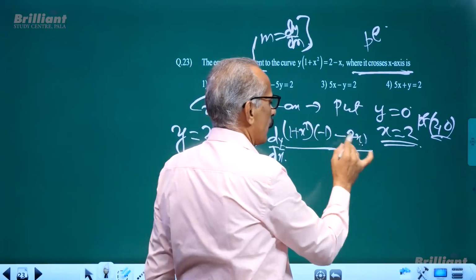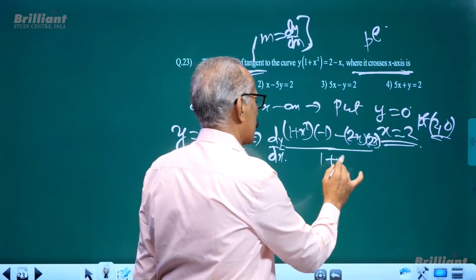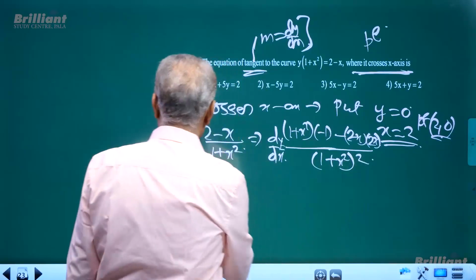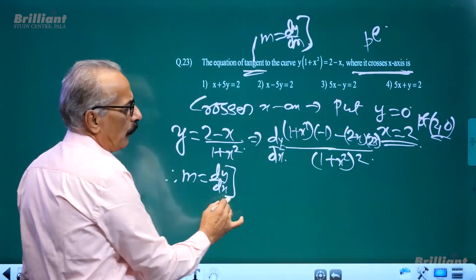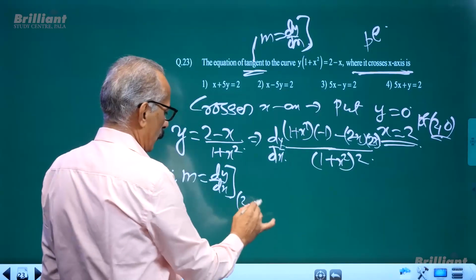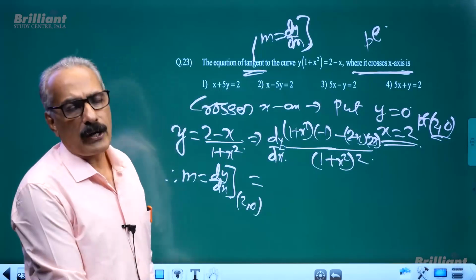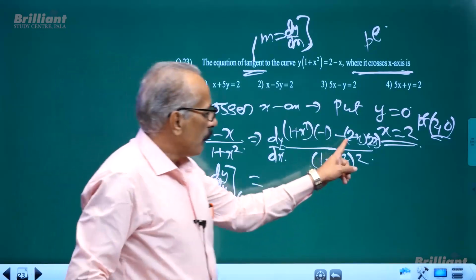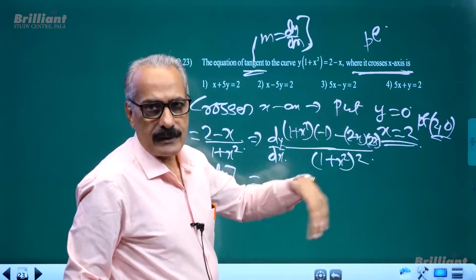2 minus x into d by dx of, even though I write that, divided by (1 plus x square) the whole square. Therefore, your m is equal to dy by dx at the point (2, 0). Where you have x, you substitute 2. If you have y, put it as 0. When I put x equal to 2, it will become 0. That's what I said, that you could have ignored it.